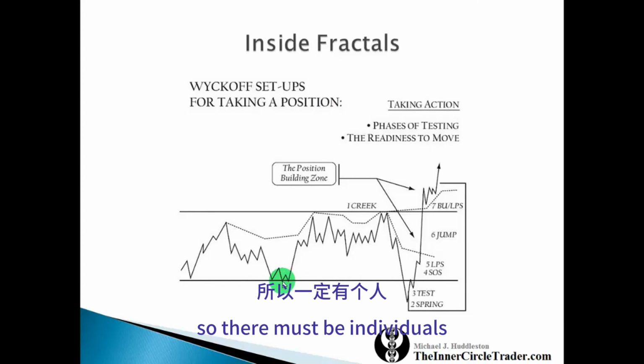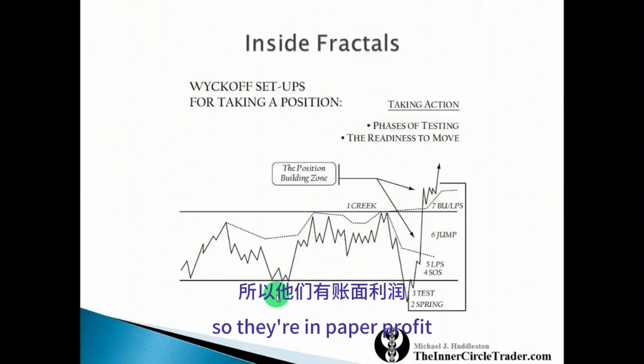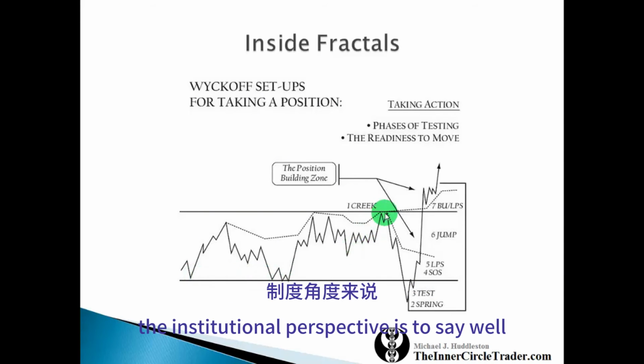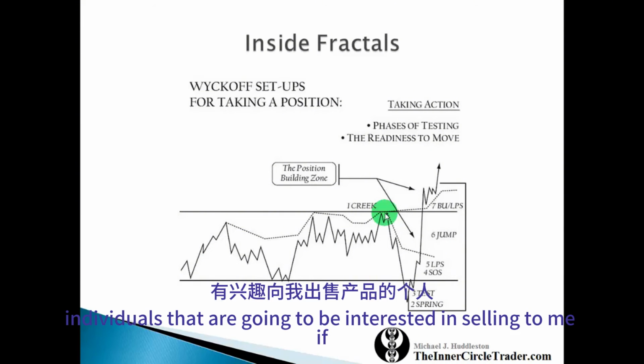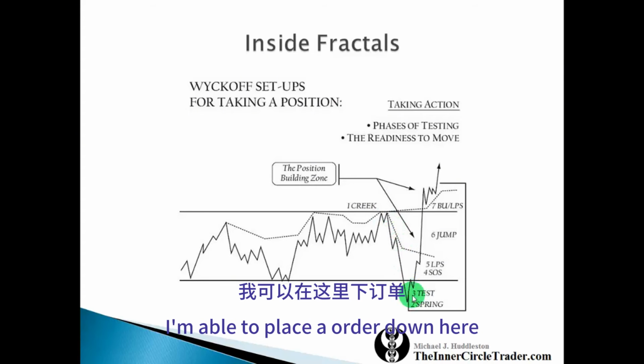So there must be individuals, because we're higher than we were there from this point here to here. So they're in paper profit, those that are long from this level of what would be viewed as support. The institutional perspective is to say, well, I know there are individuals that are going to be interested in selling to me if I'm able to place an order down here.